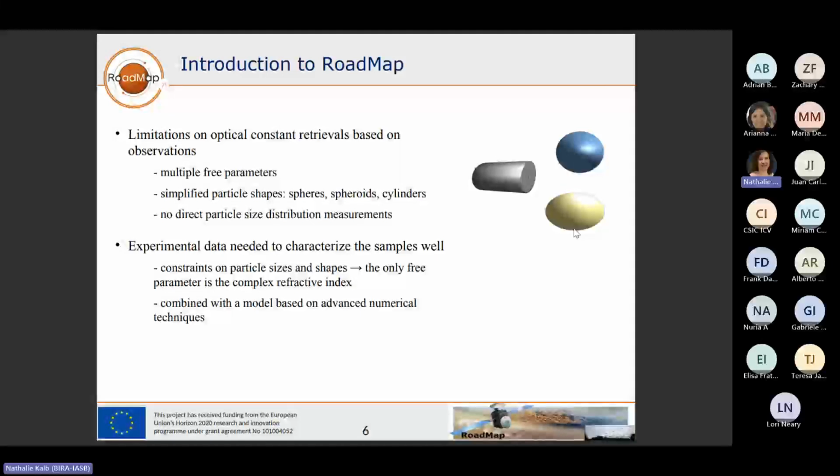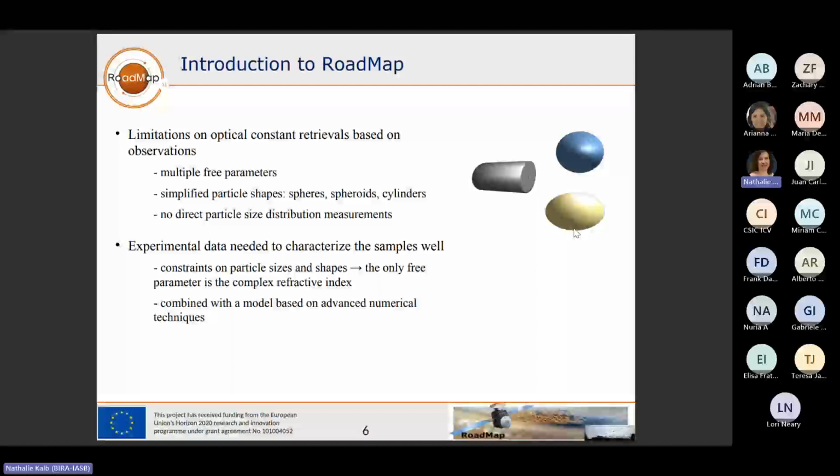Now, the current optical constants for Martian dust have been retrieved from observations. This sets limitations since there are multiple free parameters. Usually, simplified particle shapes are used. This can be spheres or spheroids or cylinders. And there are usually no direct particle size distribution measurements at the time of the observation. So we don't actually know what particle sizes we are looking at during the observations.